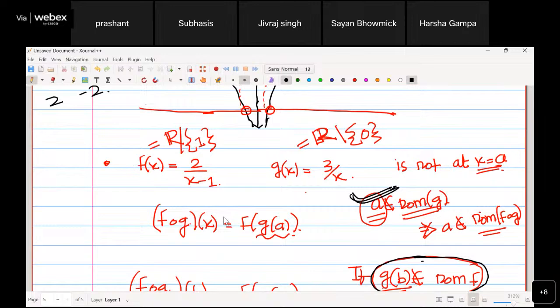Actually, let me see what the definition is. The domain of the composite is: x is in the domain of g, and g of x is in the domain of f. Whether he is considering the following values must be excluded from.